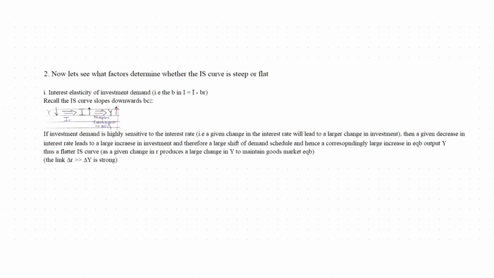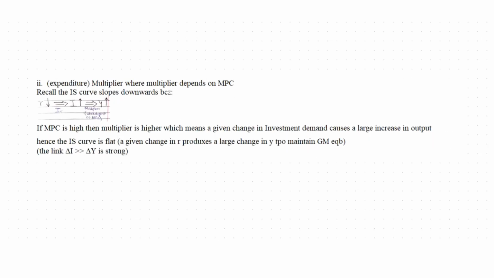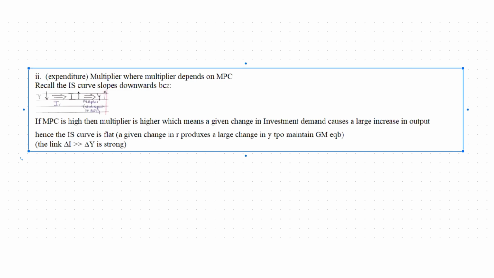The second factor is the multiplier, and the multiplier depends upon MPC. Again, recall the IS curve slopes downwards because interest rate decreases, investment increases, output increases. This link between the decrease in interest rate and increase in investment is controlled by interest sensitivity of investment. The link between the increase in investment and increase in output is controlled by the multiplier, which we know depends upon MPC. If MPC is high, then the multiplier is high, which means a given change in investment causes a large change in output. Hence, the IS curve is flat because, again, a given change in interest rate produces a large change in Y to maintain goods market equilibrium.